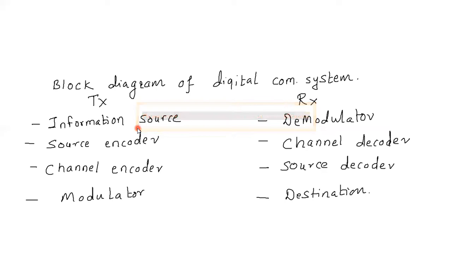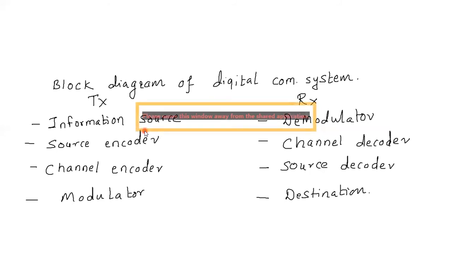An analog source of information usually needs to be converted into a digital source of information for making the information pass through the further blocks of the digital communication system.